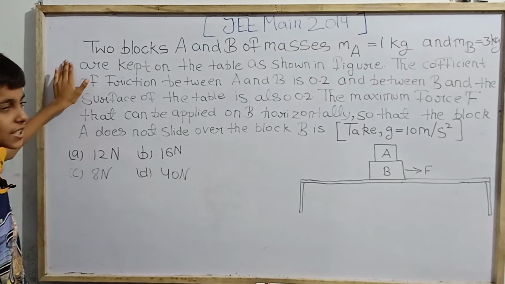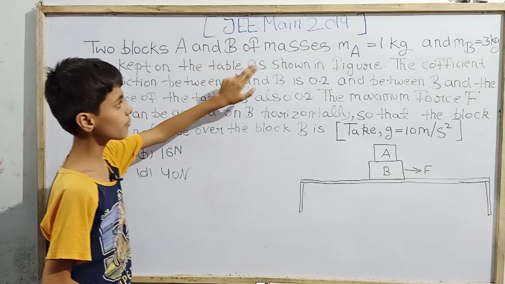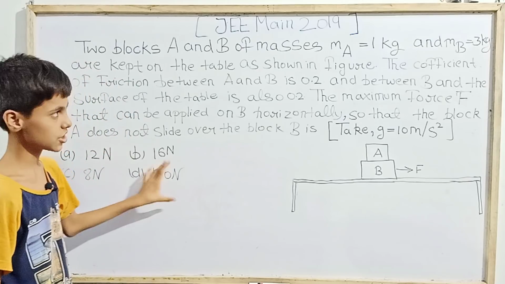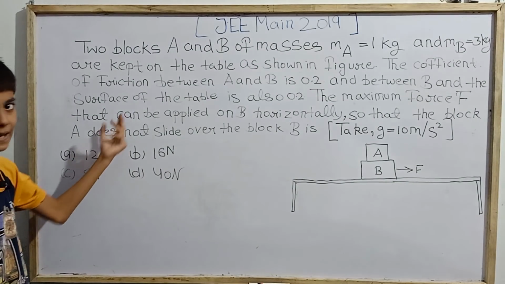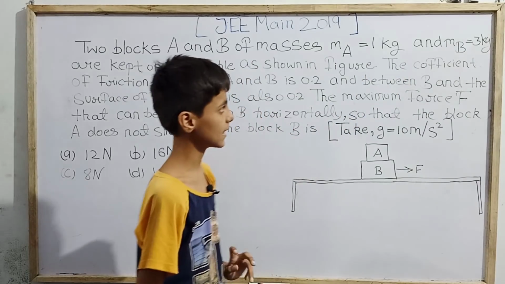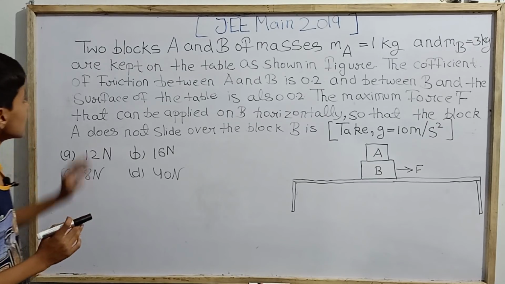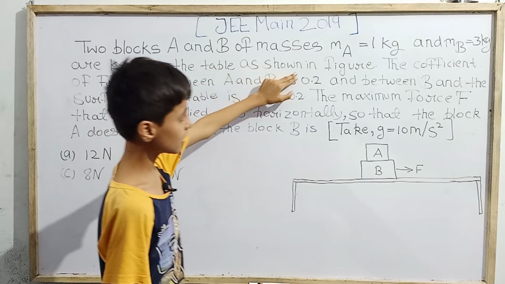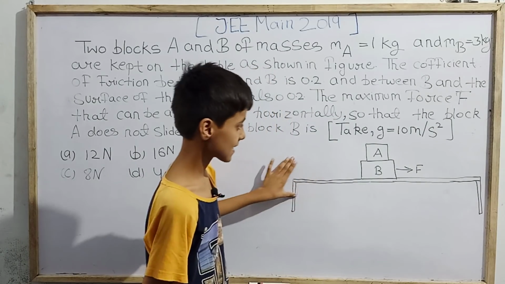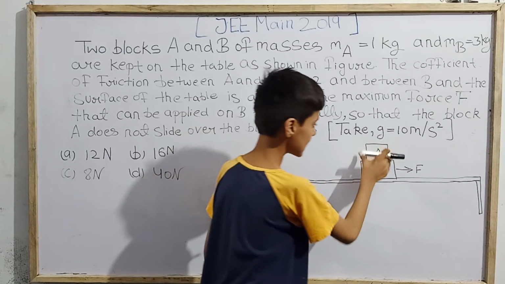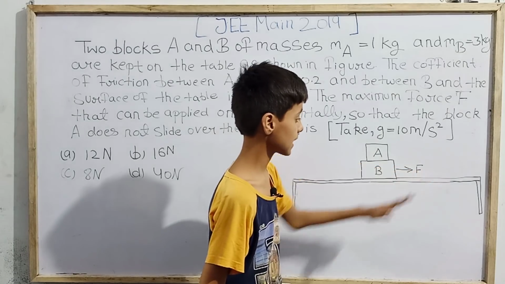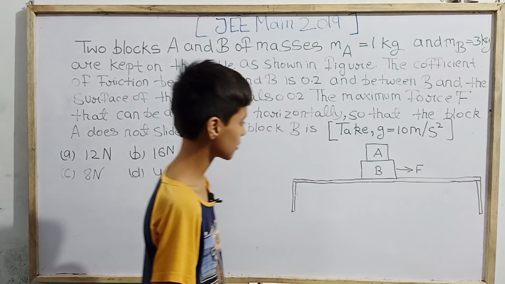The question is that two blocks A and B of masses MA equals 1 kg and MB equals 3 kg are kept on the table as shown in the figure. Block A is put over B and B is put over the table. In the figure we can see there are no external forces acting over B.